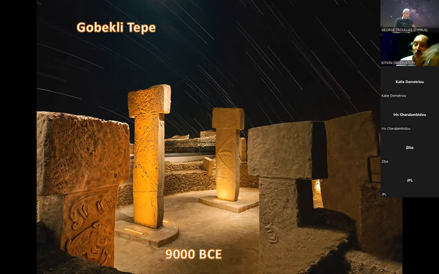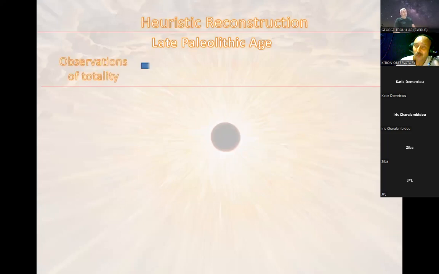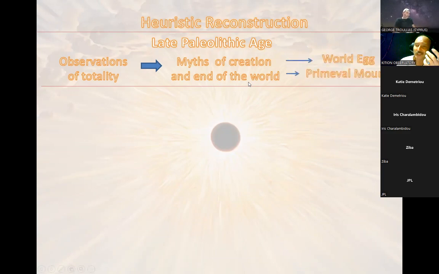So it means that when they explained it, the chances are large that they gave names. So now we are coming to our heuristic reconstruction that in the late Paleolithic age, the observations of totality brought to the myth of creation and the end of the world. And it is there when they gave names to the world tree, to the world egg and to the primary mound. Okay, it could be Nostratic, it could be before. I don't know when exactly the myth of creation and the end of the world appeared, when people started to explain to each other their own observations.